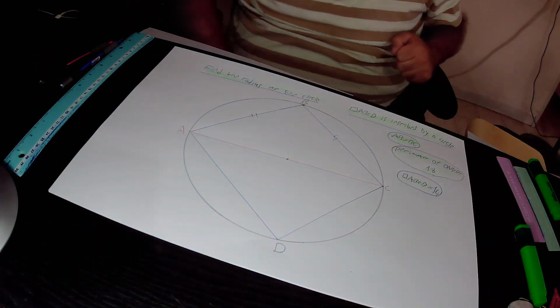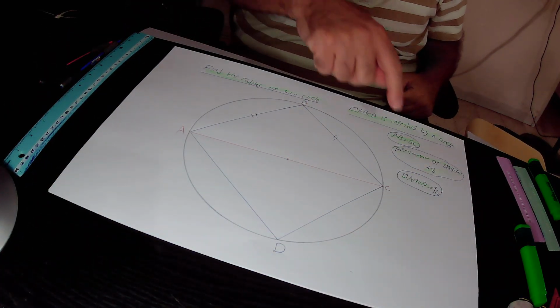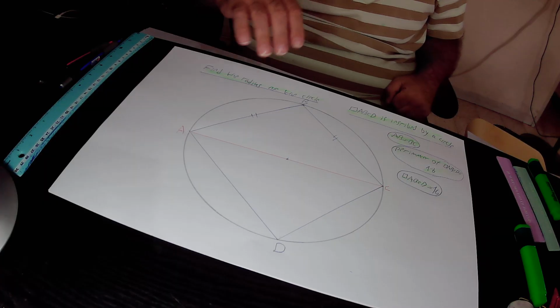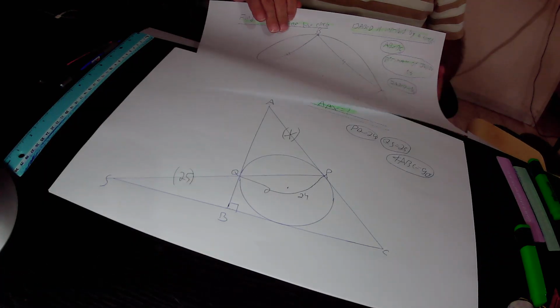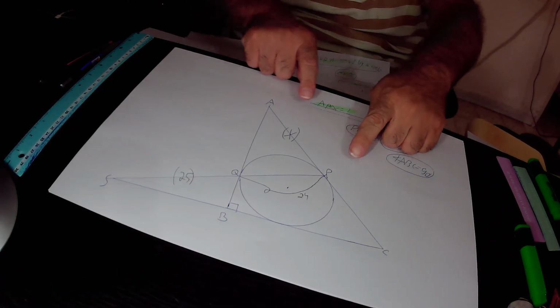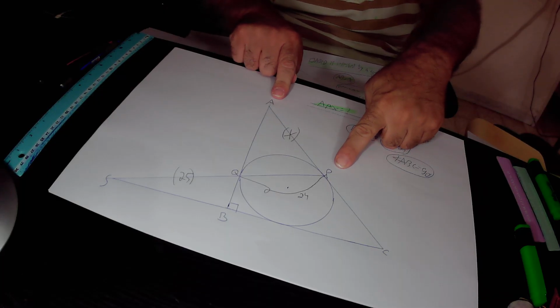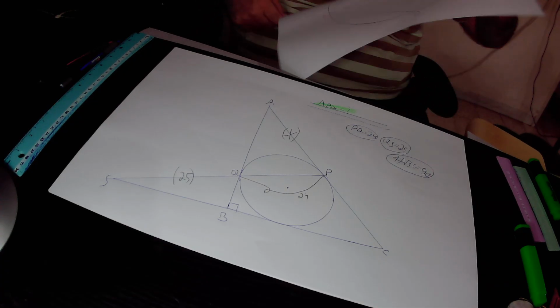Hello, in this lecture I'll answer two questions. In the first question, find out the radius of this circle. And in the second question, find out the length of this line there at AP. This equals x. We have to find out the value of x. So we'll start with the first question.